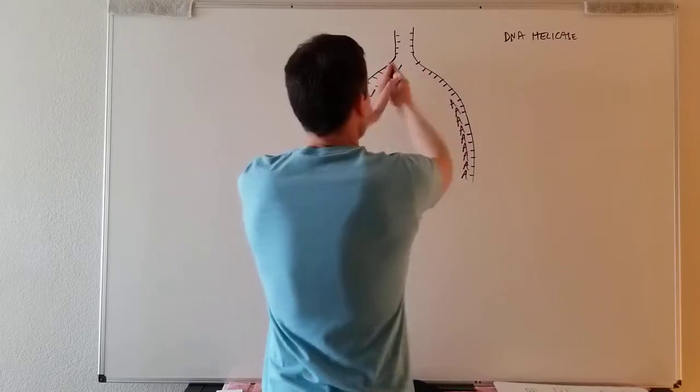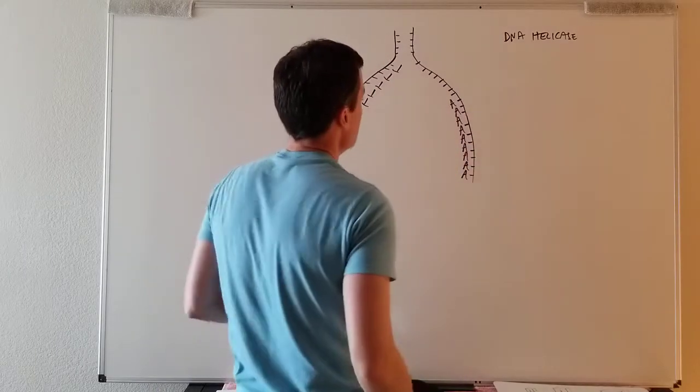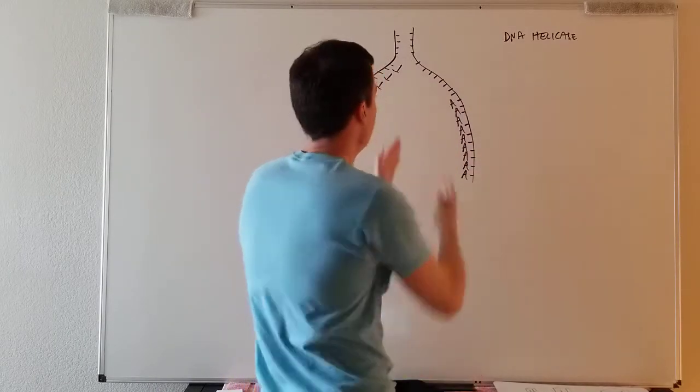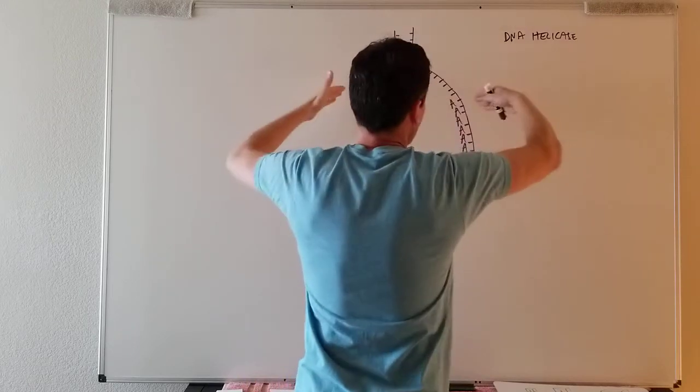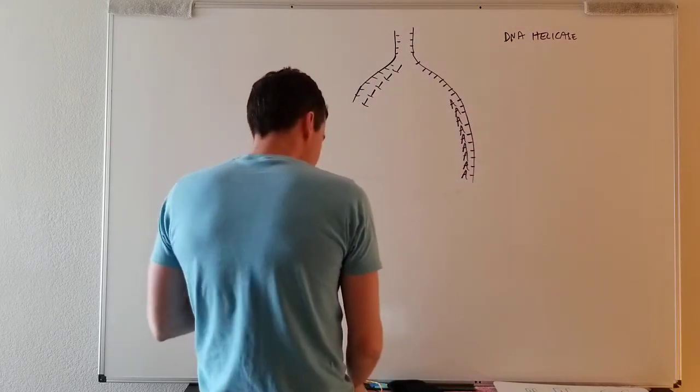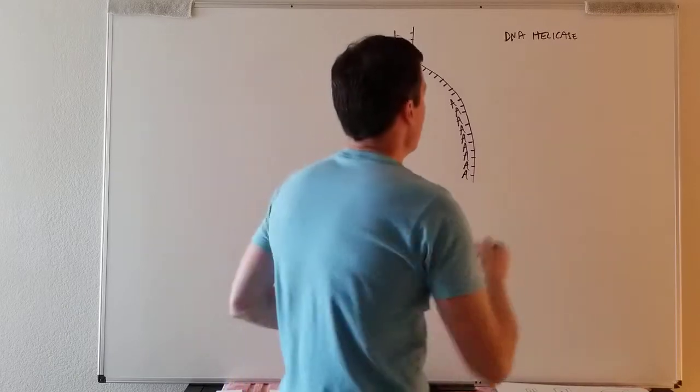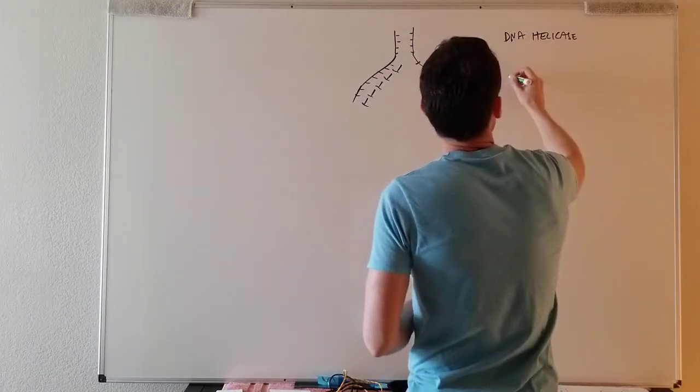So it's going through here and it's just sort of opening this up. You might see the term replication fork, because this is where it's like a fork in the road. We split. Okay, the next thing that needs to happen, you'll notice I'm going to leave a space here.